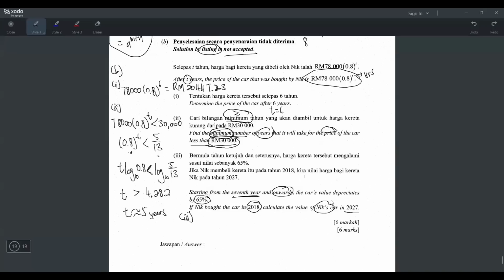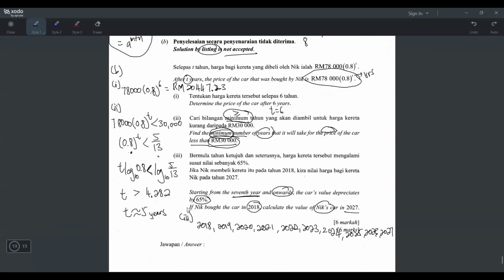So how many years is that? If you bought in 2018, and then 2019, 2020, and if you keep going until... okay, I'll just list. They say solution by listing is not accepted, but I don't care, I'll just do it anyway. 2023, because I want to explain to you how many years. Some of you don't know how to count, so I want to show you. So 2024, 2025, 2026, 2027.